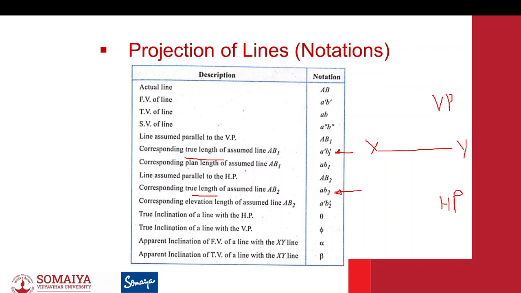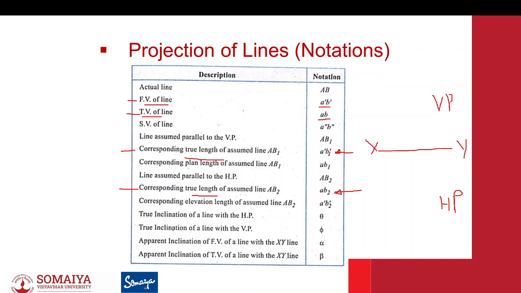Then we designate the front view of a line by the notations A dash, B dash. I will tell you about this later. What do you mean by the front view? Then the top view will be designated by AB. So these are four important notations. This front view, top view, true length above XY, that is true length of assumed line AB, and corresponding true length of assumed line AB2. So these are four important.